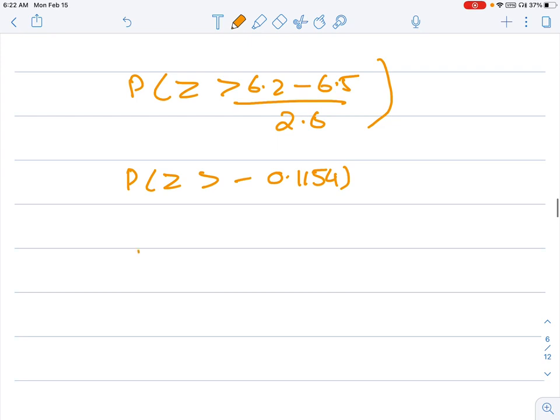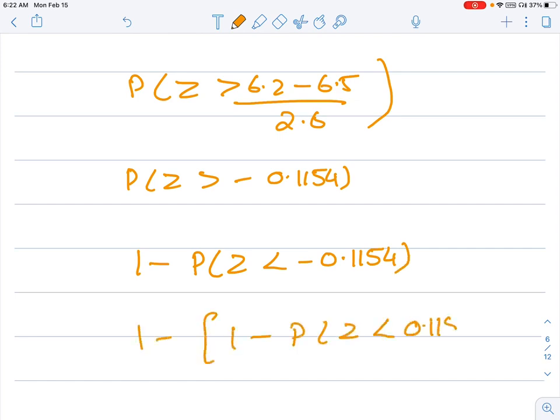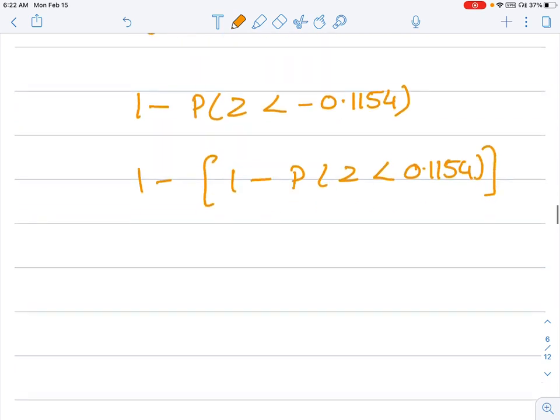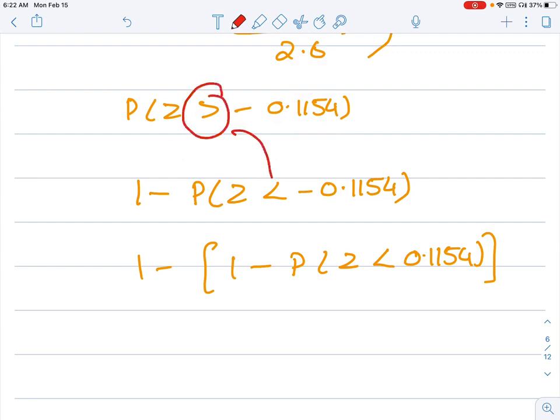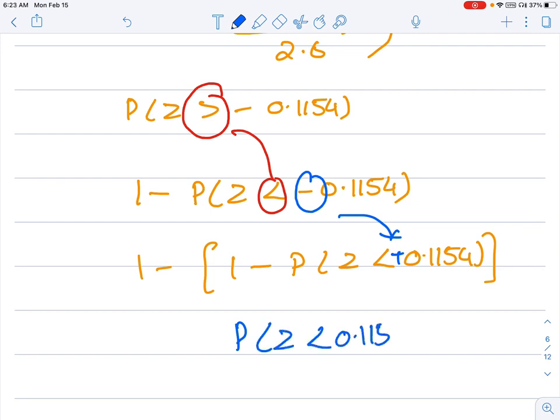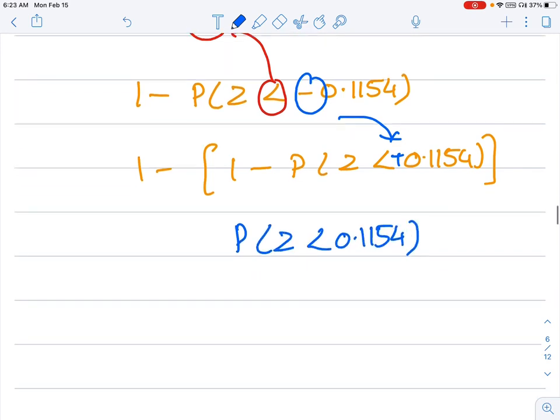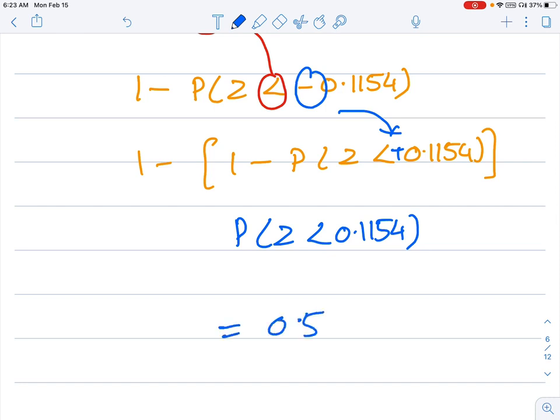From greater than to less than: 1 minus probability of z less than minus 0.1154. Then 1 minus probability of z less than 0.1154. So what I have done: if I want to convert greater than to less than, I do 1 minus. Next, if I want to convert negative to positive, I do 1 minus. So it is probability of z less than 0.1154. Two times I have done 1 minus, and finally I am going to write it as 0.546.